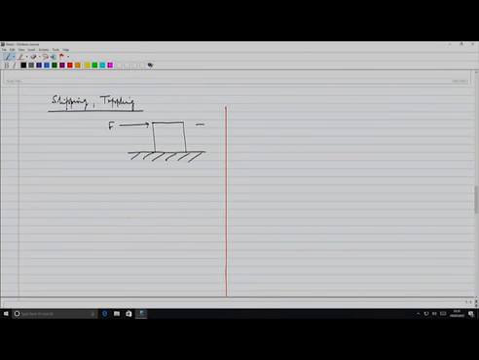So the length of the edge of this cubical block is L. This is a horizontal surface, but it's a rough surface. It's a cubical block resting on a rough horizontal surface.